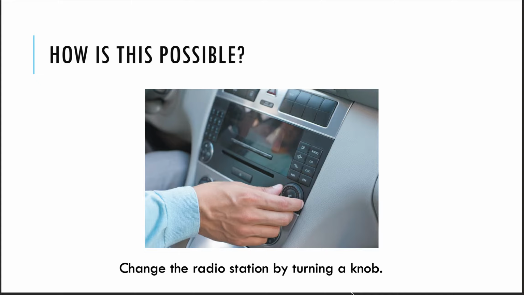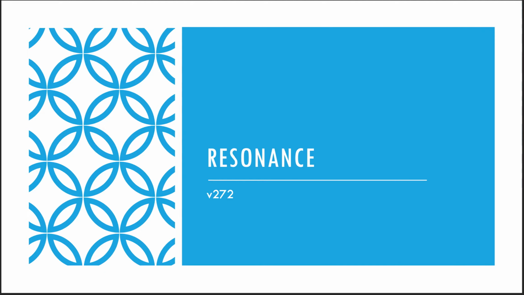You're adjusting that frequency so that it matches the frequency of the radio station that is broadcasting the music to you. So the radio station broadcasts at a certain frequency, and you're matching that frequency in the circuit, what is called a resonant frequency of that circuit. So that's what this next section is about. It's about resonance.